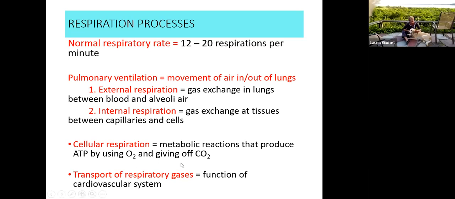We have cellular respiration, which is how we use oxygen in each individual cell, how the mitochondria is going to use glucose and other substrates with oxygen to form ATP. And as a product of doing that, we produce carbon dioxide. That's where the carbon dioxide comes from that we need to exhale away. And transportation of respiratory gases is the function of the cardiovascular system.